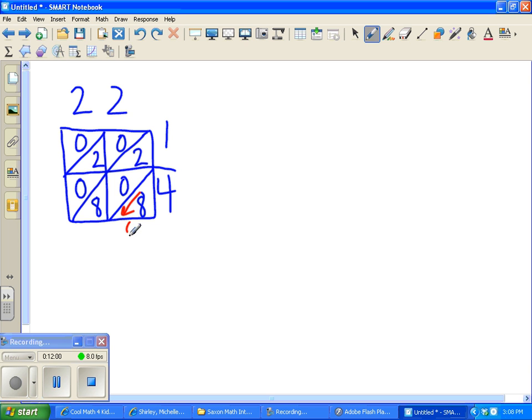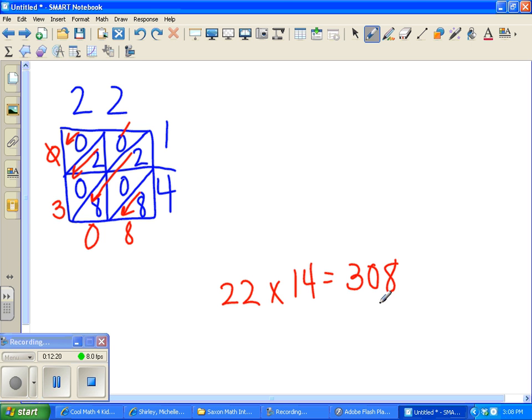8 plus nothing is 8. 2 plus 0 plus 8 is 10. I had to carry. 1 plus 2 is 3. And 0 plus nothing is 0. So I can ignore that. And 22 times 14 equals 308.